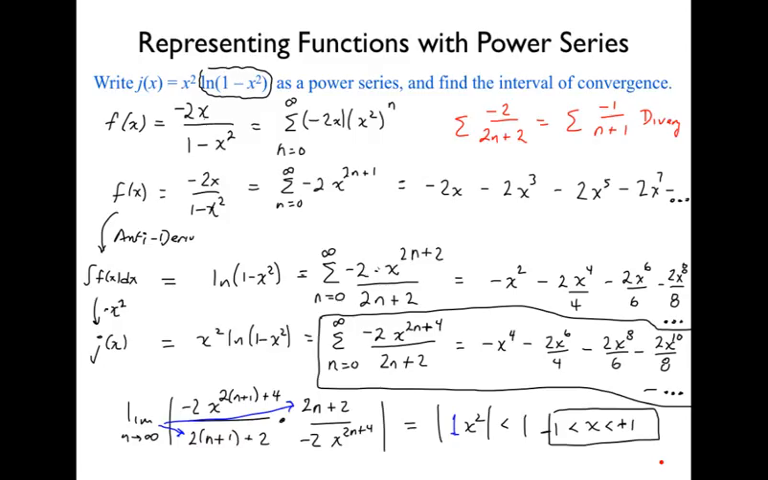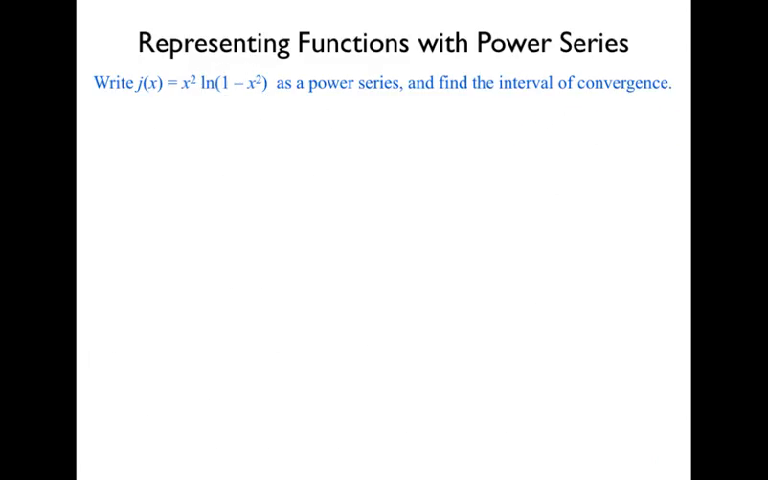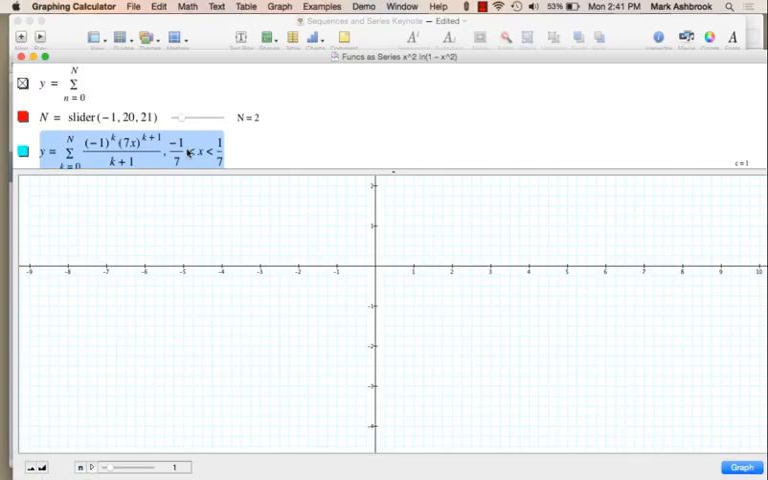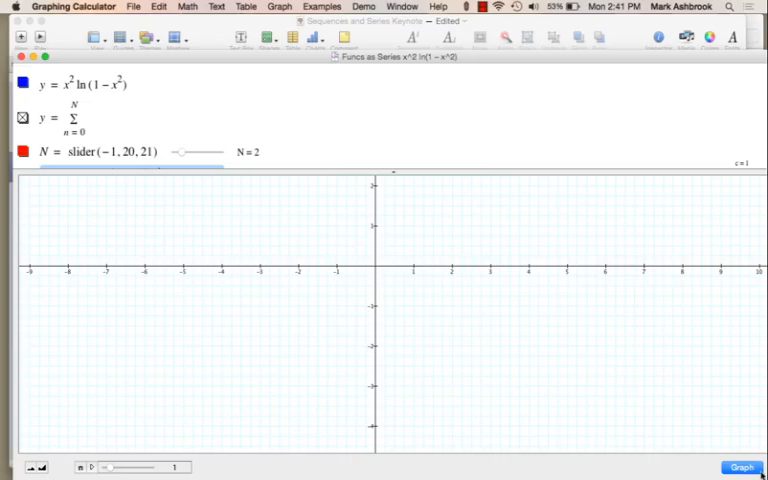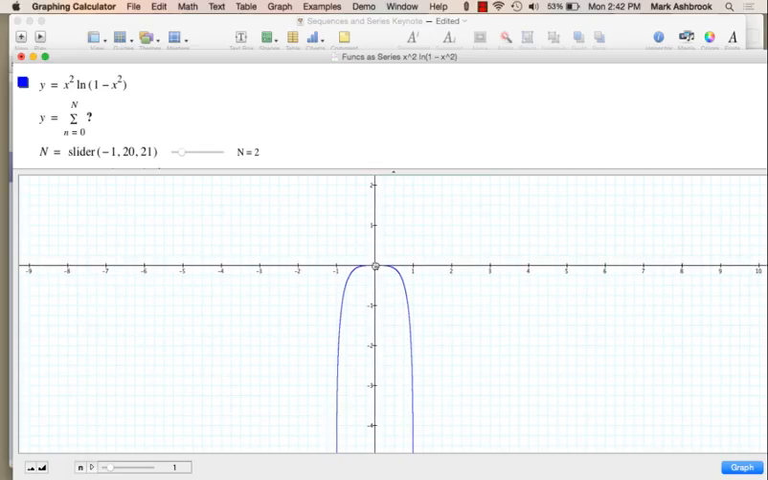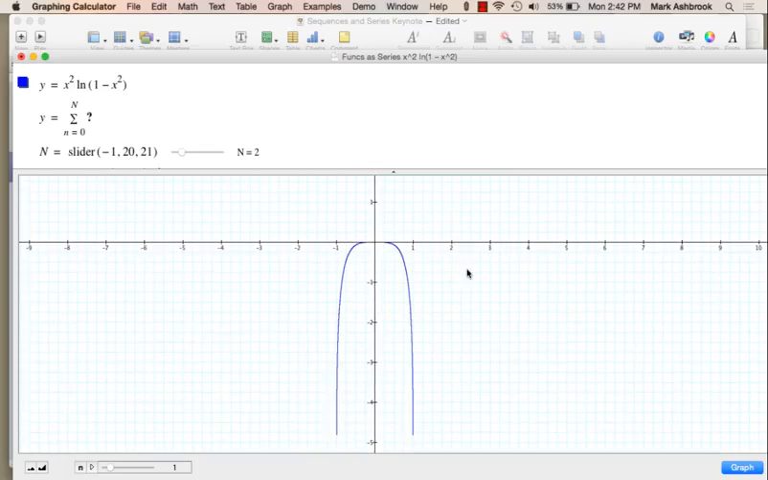Okay, any questions? So let's check the graph. So I got it started here. So here's the graph of the original function. There it is. Okay, so that's the function, and so you see that it's really only defined between -1 and 1, and so the series is going to, if we did it right, reproduce actually the whole function from -1 to 1. So what did we get for that?